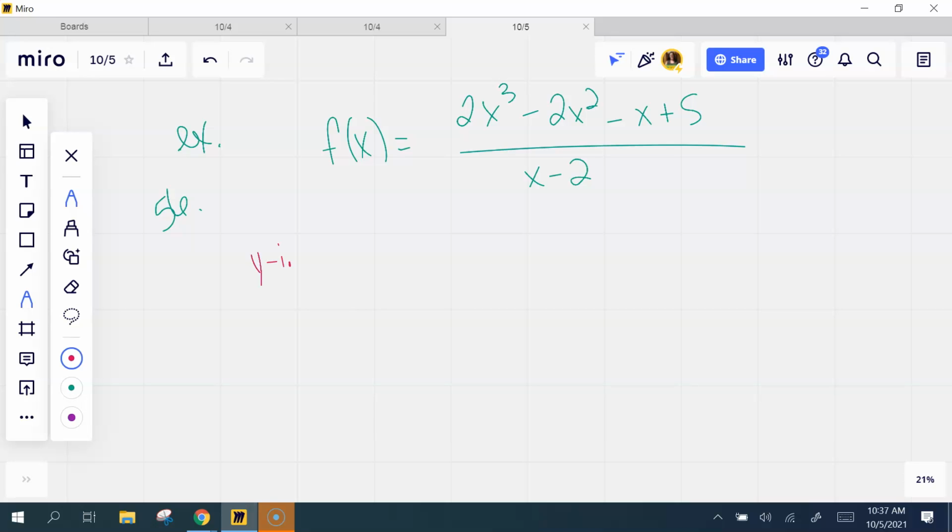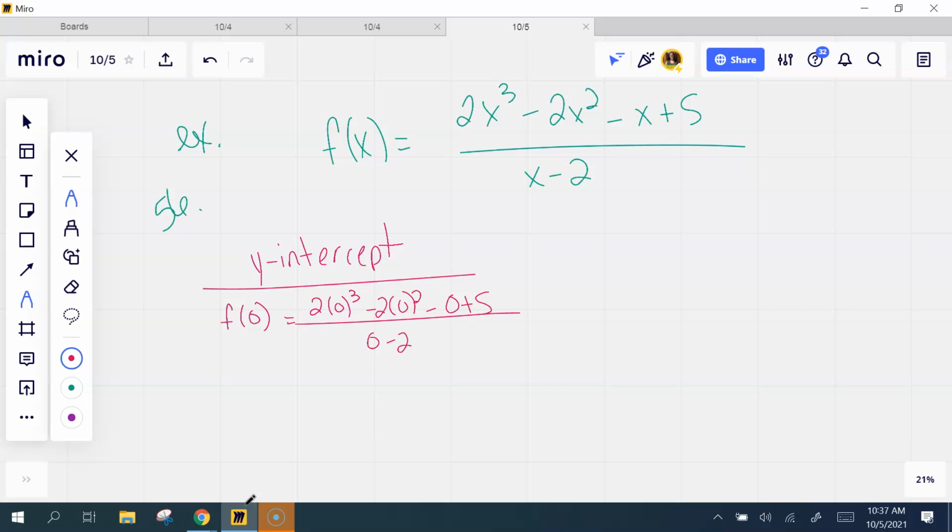Let's do y-intercepts first because they're the easiest. How do I find a y-intercept? I'm finding f of 0. Do we all agree? So I would have 2 times 0 cubed minus 2 times 0 squared minus 0 plus 5 over, what's my y-intercept?